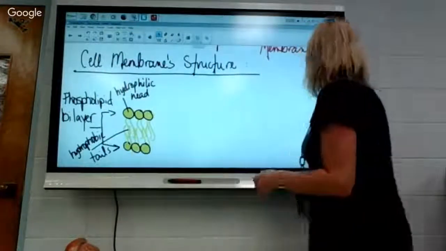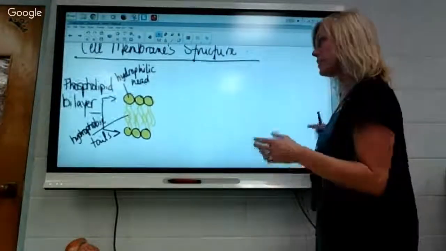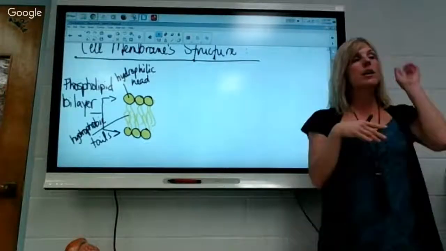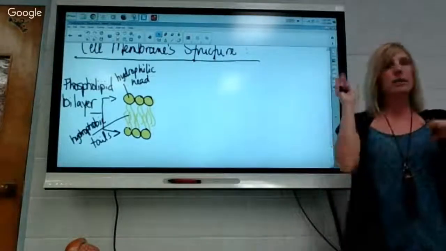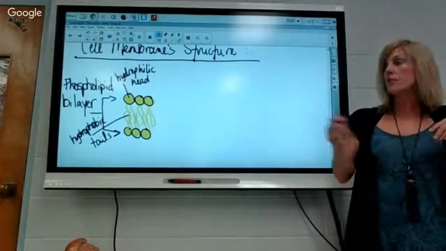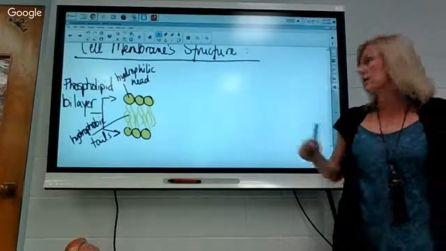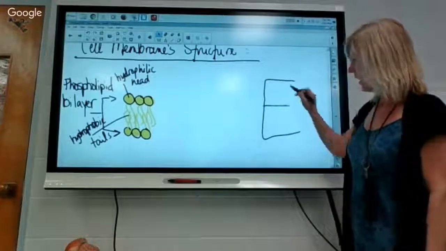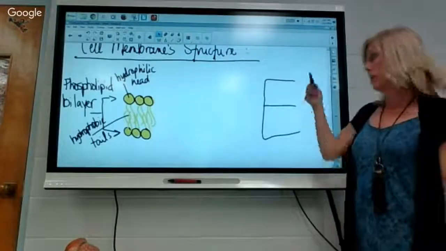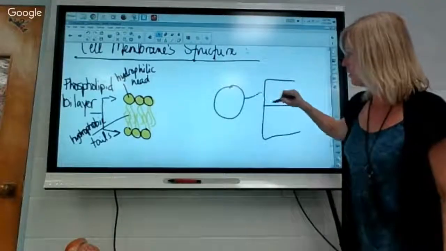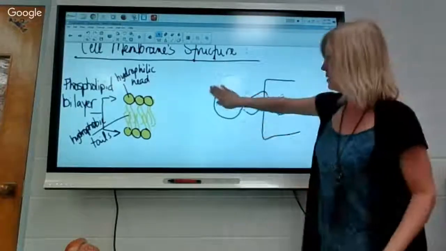So if I ask you what are the two parts of a phospholipid, you can say that there's a hydrophilic head and hydrophobic tails. Okay, and those are actually fatty acids. So it's like, remember the triglyceride had 3 fatty acids? Well, this is just one with 2 fatty acids, so it's similar.